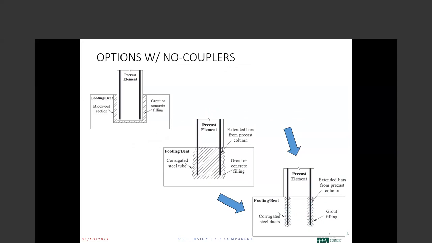Now, there are options to connect prefabricated columns, let's say, to footings here. In the upper left, you see a precast column that is put into an opening inside the footing, and the space between the two is filled with grout. If you look at the middle picture here, you will see that there's a precast column. However, at the bottom, it has extended bars that are not within the precast column. So these extended bars are placed into an opening in the footing. Then the space is filled with concrete, typically. Or it's possible to have a similar column.